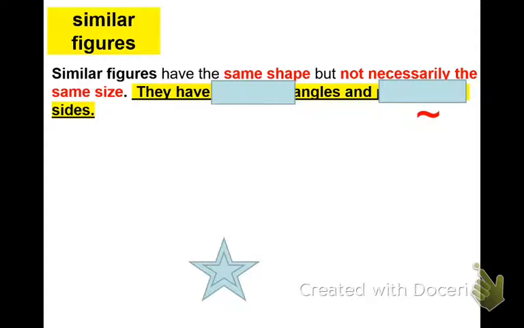Same shape, not necessarily same size. What Amy was saying, they have blank angles. They have congruent angles and blank sides. Proportional sides. What would we do without you, Amy? So they have congruent angles and proportional sides.